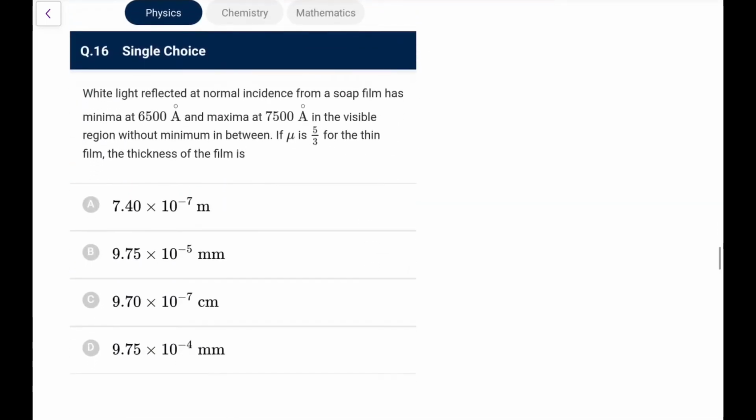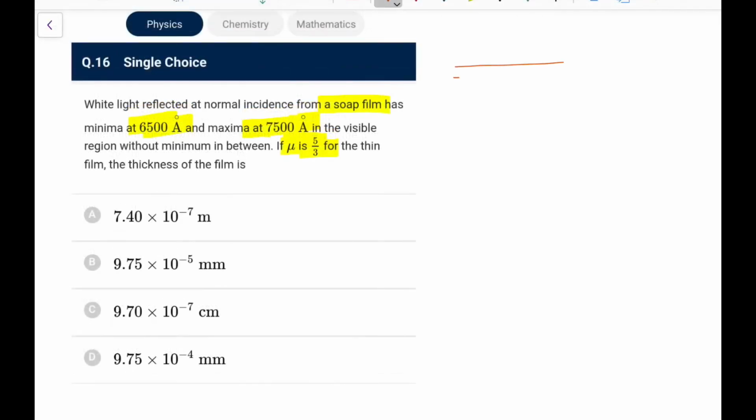Next, when light is reflected at normal incidence from a soap film, it has a minima at this wavelength and maxima at this wavelength in the visible region, without any minimum in between. If mu is 5 by 3 for the film, what is the thickness of the film? Now for the soap film, one ray goes from here, one goes from here, so the extra path difference it travels is 2 mu t. That is 2 into 5 by 3 into t, the path difference. Now this is minima, because of the phase change here, it would be m times lambda, for this, 6500.